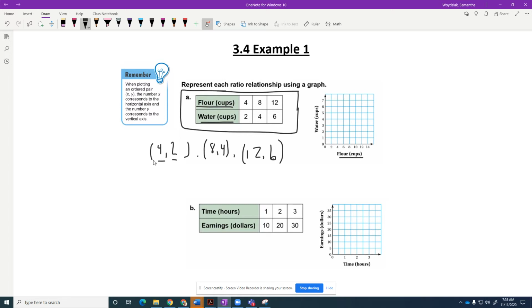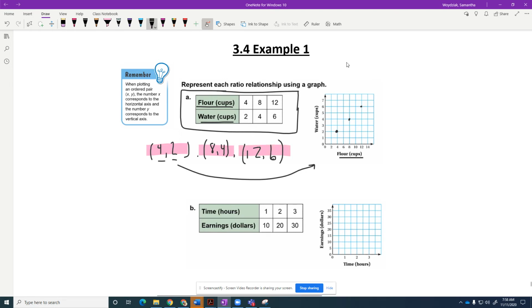So when we look at 4, 2, what we do, and take a look at this, we're going to go, okay, for every 4 cups of flour, there's 2 cups of water. So there's only 1 point plotted per pair. So you can see now this pair is finished, but we do go over on the horizontal axis before we go up on the vertical axis. So now we have 8, 4. So I know for every 8 cups of flour, I have 4 cups of water. This one is now finished. Now for every 12 cups of flour, I'll need 6 cups of water. So I go over 12 and then up 6. All right, that one's finished as well.